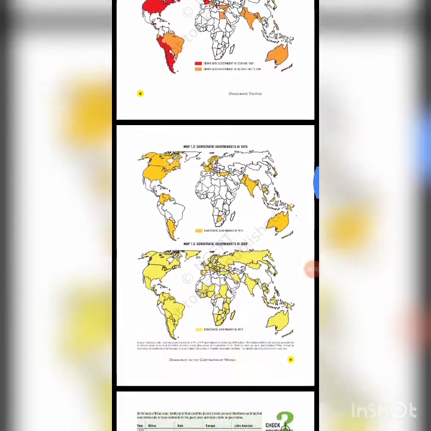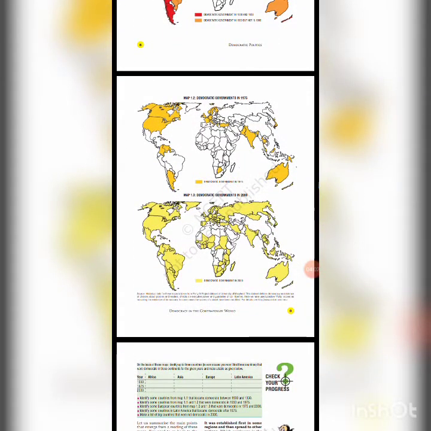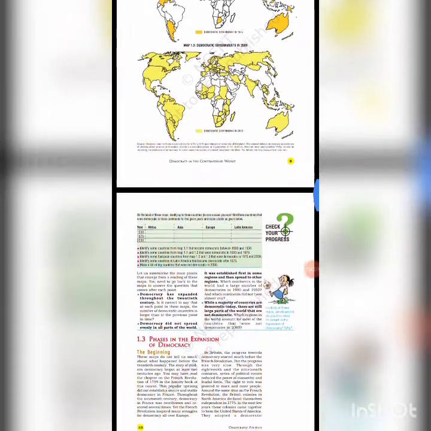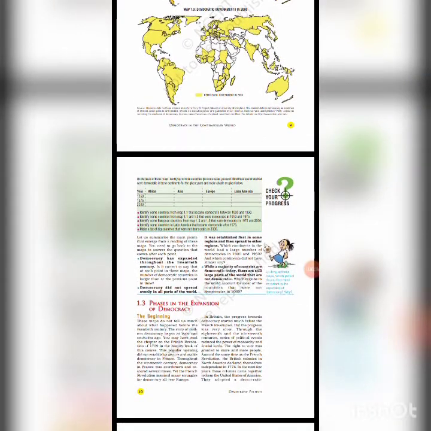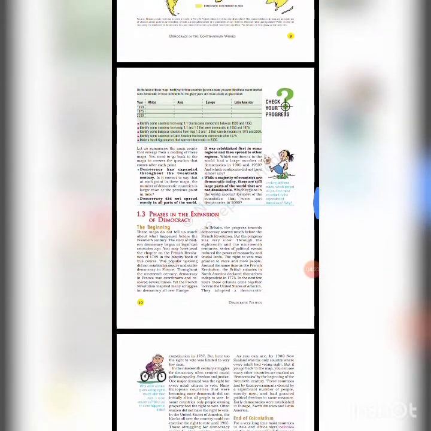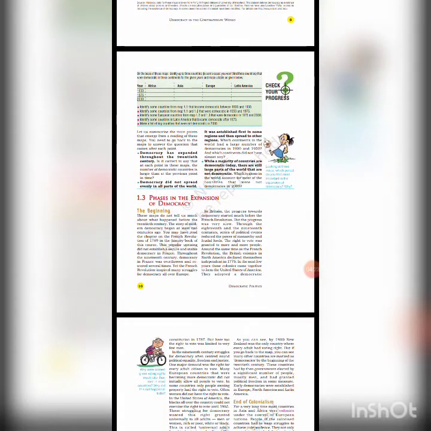Now, the phases in the expansion of democracy. By 2005, 140 countries had held multi-party elections. More than 80 countries have made advances towards democracy since 1980. Still, there are many countries where people cannot elect their leaders, such as Myanmar.